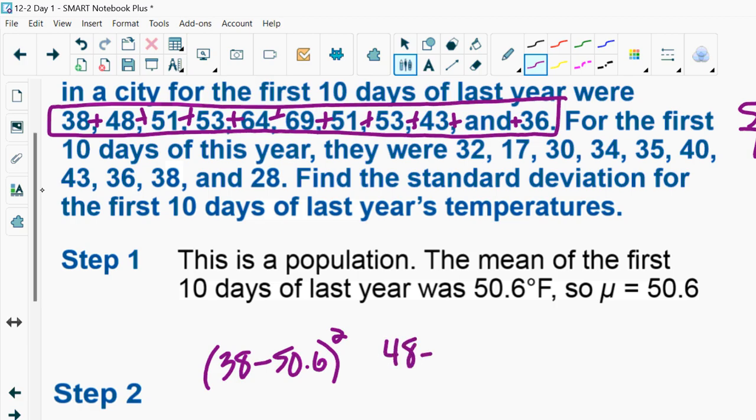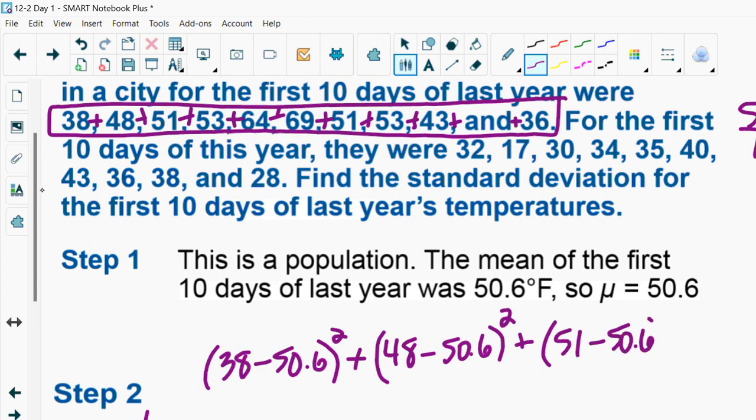48 minus 50.6 squared. And I like to do this top step all at once, and that sigma means I'm going to add them together. So I'm going to put a plus sign in between here. 51 minus 50.6 squared. And then I'm just going to put dot, dot, dot, because I'm not going to write all that down. I'm going to do it on my calculator. But I'm going to do that for all 10 numbers. And I'm going to end with 36 minus 50.6 squared. And when I do all of that, that's going to be the top of that formula.